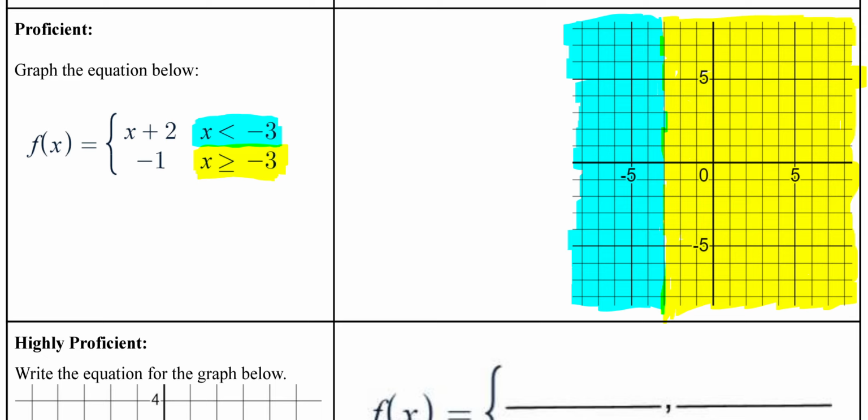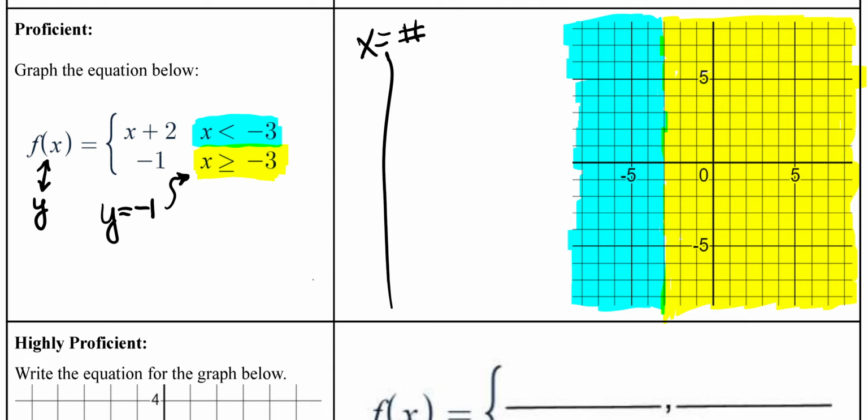Let's think here. Remember, f(x) is the same as y. So essentially, what we're saying here is that y equals negative 1 if we're in this group. When you have x equals a number, that's a vertical line. But when you have y equals some number, that is a horizontal line. And so y equals negative 1 is this line right here.